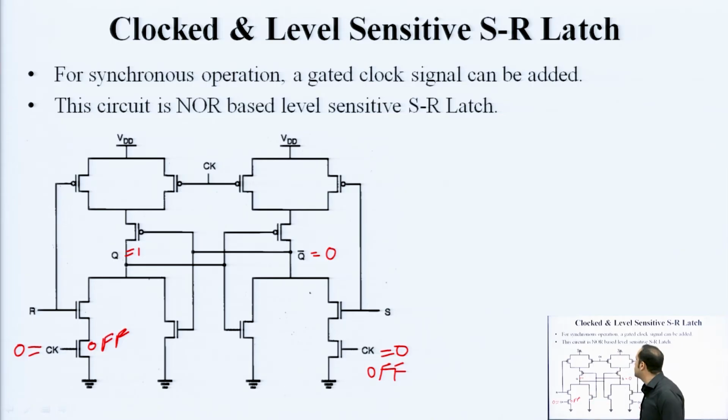Okay. If Q was 1 here and Q bar was 0, and when clock is off, you put S equal to 0 and R equal to 1. Now, there is no path left for Q to discharge here. And if Q is 1, there is no path here also, this PMOS is also off. So, there is no path left for Q bar to actually charge to VDD.